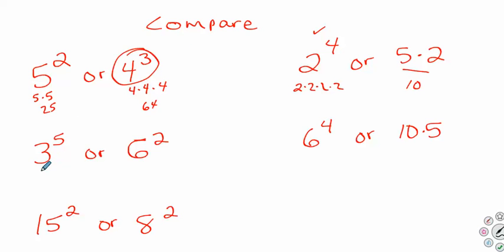If you look at this one, 3 to the 5th power or, sorry, that's 6 to the 2nd power. Well, 6 to the 2nd is 6 times 6 is 36. I know that one, but let's look at this one. So 3 times 3 times 3 times 3. Whoo! I've got a lot of base numbers I'm multiplying here. So 3 times 3 is 9. Times 3 is 27. And then times 3, I already know I'm going to get past 36. So that one has to be my bigger number.